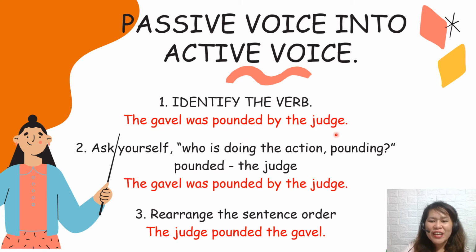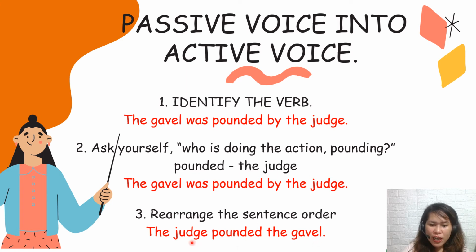Subject, verb, and then the object. Dapat ganun sa active. So, tatanggalin natin helping verb, tatanggalin natin tong by object. So, ang mangyayari, mapupunta yung judge sa unahan kasi siya yung gumagawa ng action. Kaya, the judge pounded the gavel.